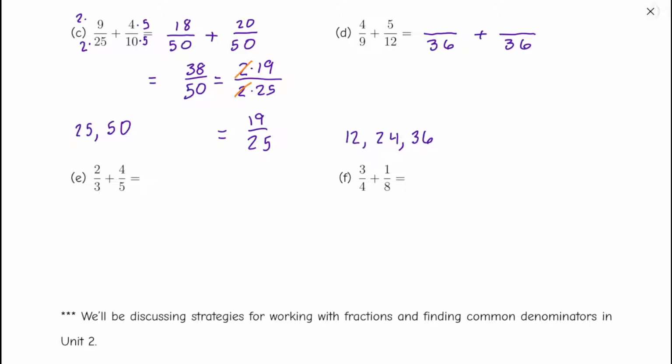Okay, so 9 times what is 36? Well, 9 times 4. So then I need to go 4 times 4, which is 16. And 12 times what is 36? Well, 12 times 3. So I need to go 5 times 3, which is 15. And then 16 plus 15 is 31 out of 36. And we're done because 31 and 36 have no common factors.